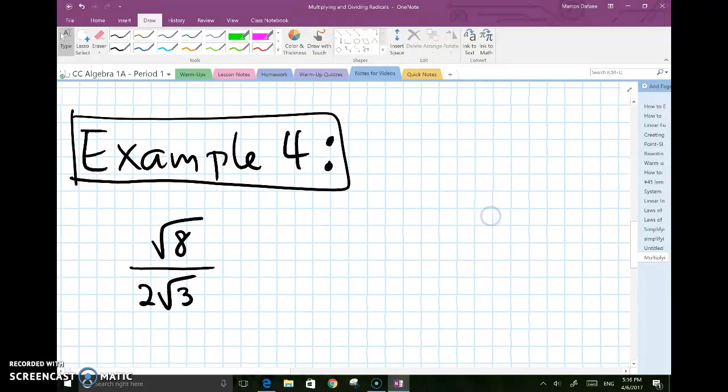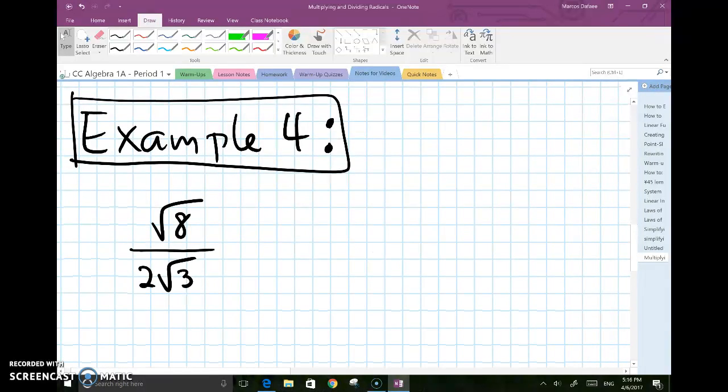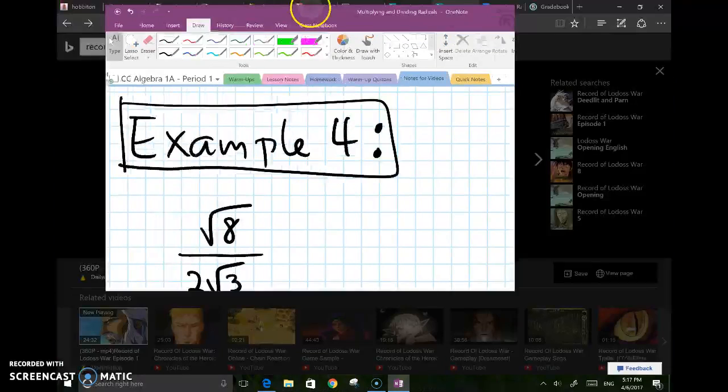Now on to example 4. Examples 4 and 5 have to do with dividing radicals. And whenever you have a radical in the denominator, you have to see if it's a perfect square. And if it is, remove the number. If it's not a perfect square and the number is stuck inside, you have to do something else.